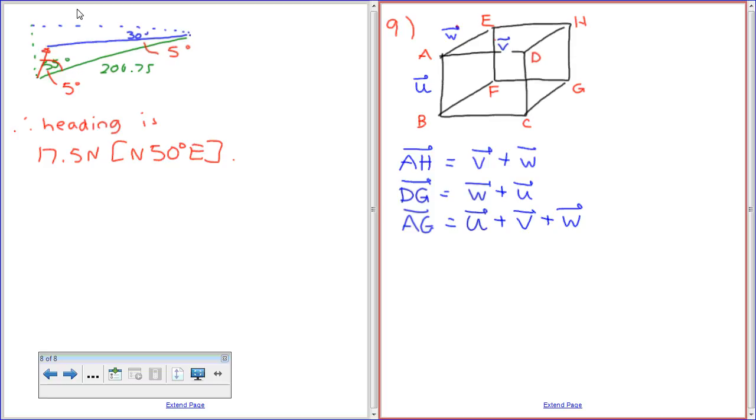CE. CE is going the same but the opposite, so the bottom right to the top left. So I'm going to call this one negative V, negative U plus W. Is that right? Negative U, W minus U minus V.